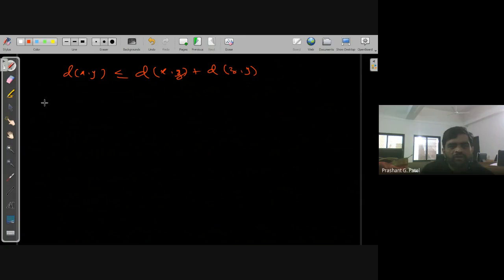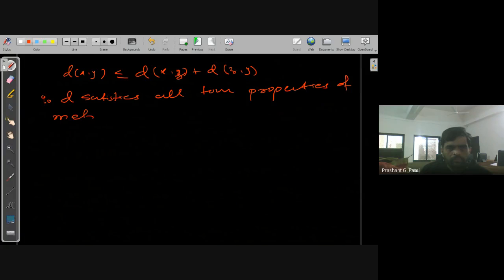So hence we can say that d satisfies all four properties of a metric. Therefore, d is a metric on R, and hence (R, d) is a metric space.